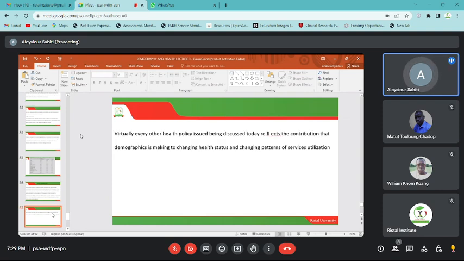Virtually every other health policy issue being discussed today reflects the contribution that demographic factors are making to changing health statuses and changing patterns of service utilization. So, in conclusion, the patterns of health services, both in utilization, in status, and in behavior, are virtually influenced by demographic factors, which we have discussed above. Unless we have any questions, I would want to conclude there.